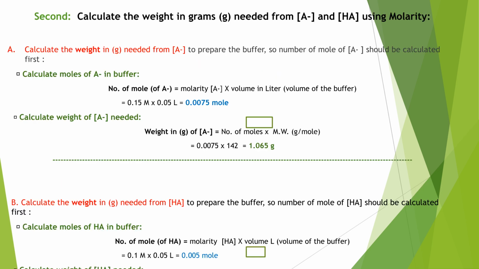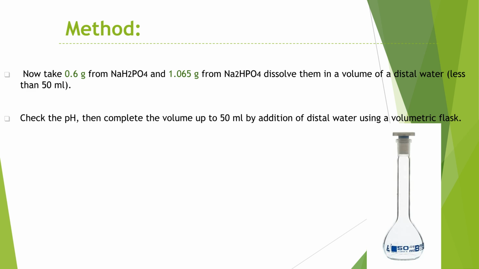Next, calculate the weight in grams needed for A- and HA using molarity and volume. The required weight for A- is 1.065 grams, and for HA is 0.6 grams. Dissolve 0.6 grams of NaH2PO4 and 1.065 grams of Na2HPO4 in distilled water. Check the pH and then bring the total volume to 50 milliliters using a volumetric flask.